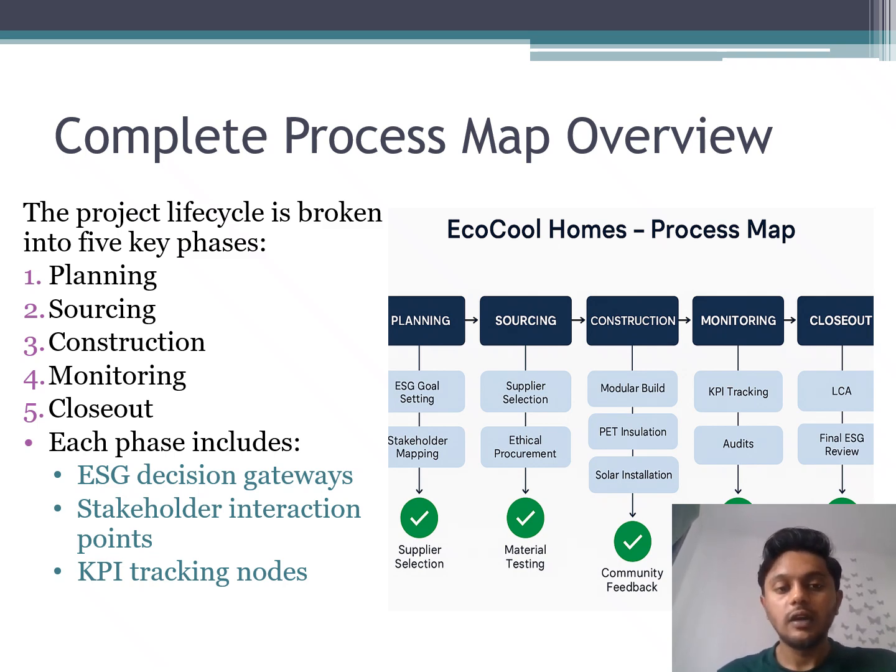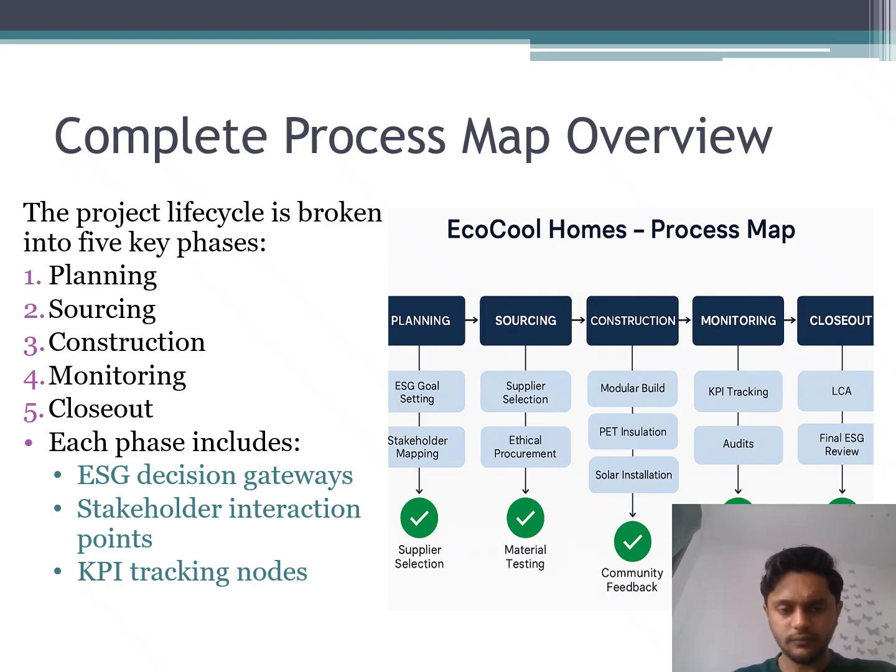Now let's go to the complete process map. I will talk about how the life cycle of my project looks. First is planning, then sourcing, construction, monitoring, and closeout. I have put all these five steps of my project life cycle into Lucidchart and made a complete process map for this project. I have also maintained all the sustainability integration within this process map, like material testing, supplier selection, community feedback, and other things.